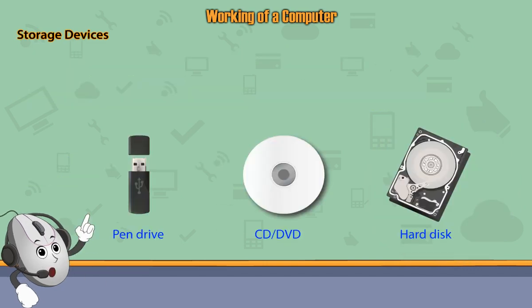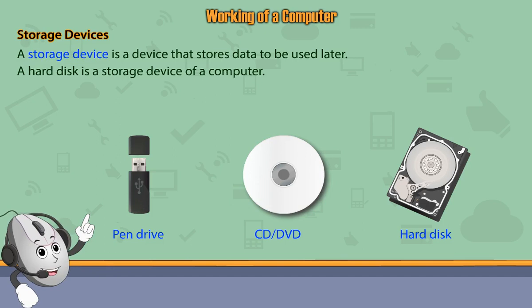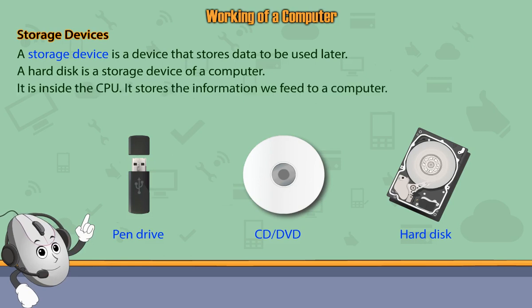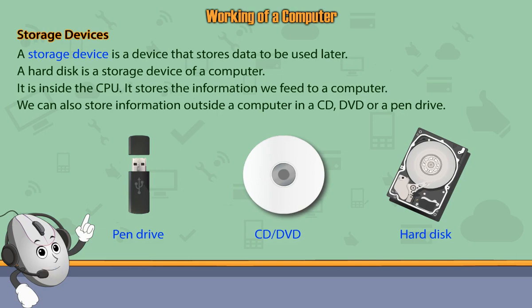Storage devices. A storage device is a device that stores data to be used later. A hard disk is a storage device of a computer. It is inside the CPU. It stores the information we feed to a computer. We can also store information outside a computer in a CD, DVD, or a pen drive.